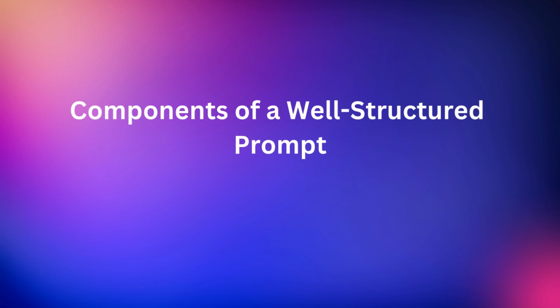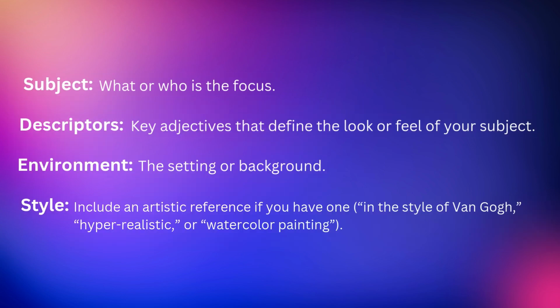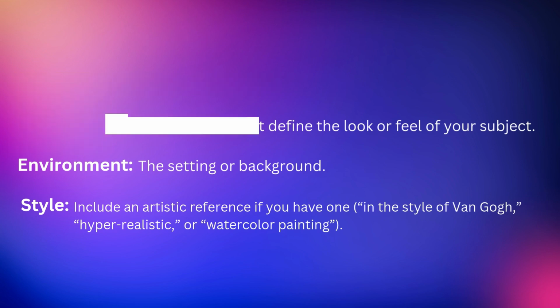Components of a well-structured prompt. Subject. What or who is the focus? Descriptors. Key adjectives that define the look or feel of your subject. Environment. The setting or background. Style. Include an artistic reference if you have one. In the style of Van Gogh, hyper-realistic, or watercolor painting.